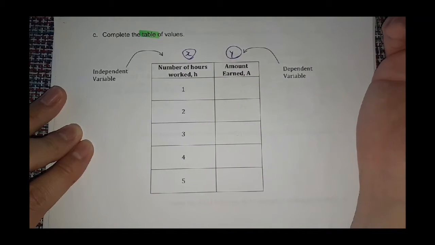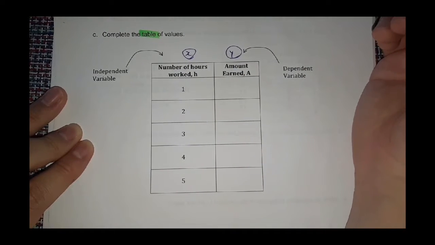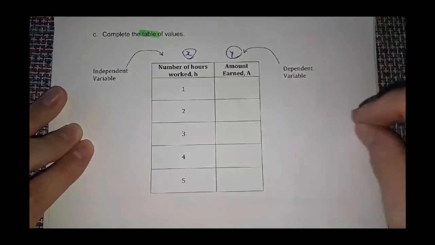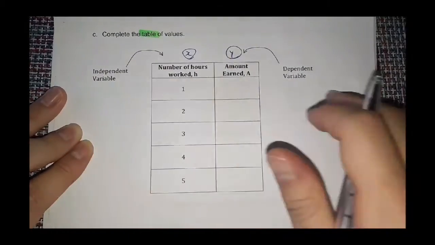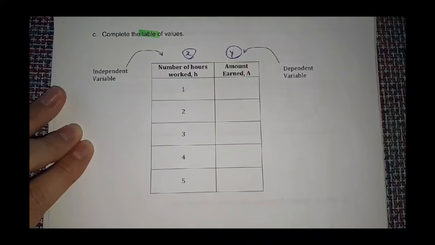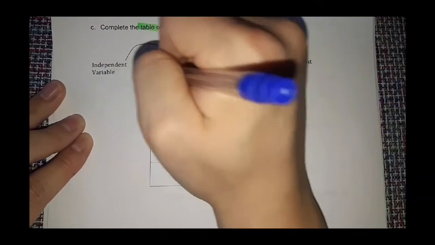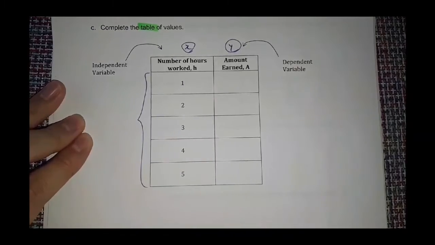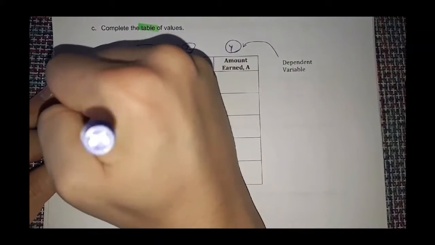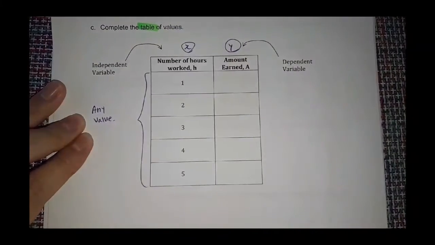Even though it's not an iron rule, most of the time people do. And if you do it vertically, people generally put X on the top, Y at the bottom, something like that. As you may notice, since it's the independent variable, you can put any value. So look what I put.